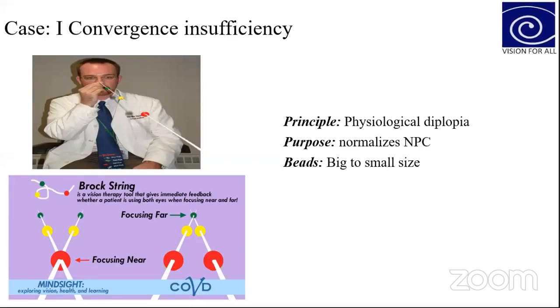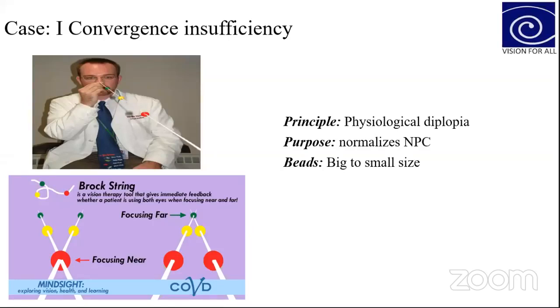So here, if you focus on the near bead and then focus at the far bead, the rest of the beads all appear double. So this is physiological diplopia. Once again, I want to repeat the physiological diplopia: if you focus at the near bead, and if you focus at the far bead, the other beads all appear double.